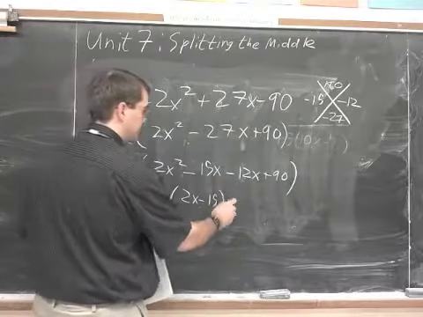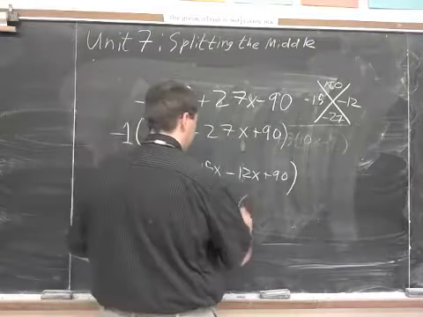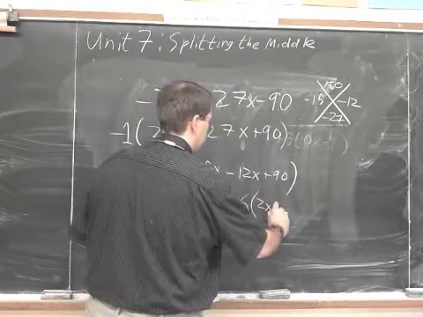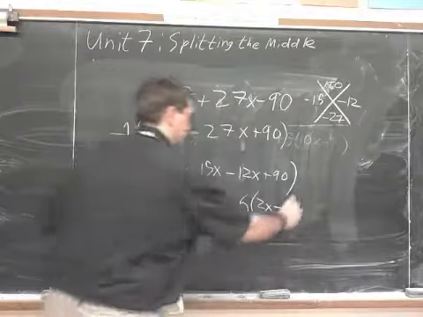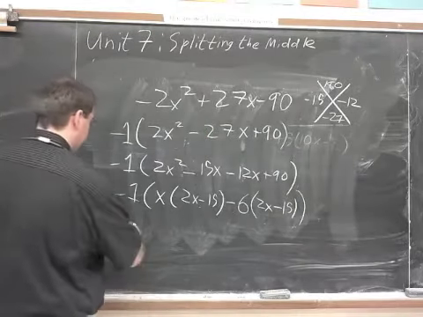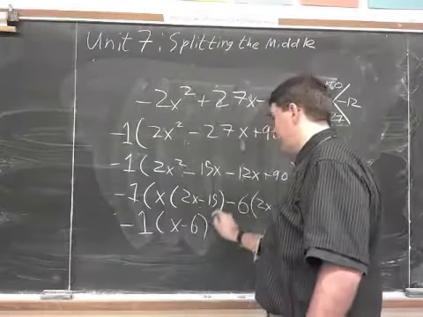That negative sign means I'm going to take a negative sign out. And looks like negative 6 will work because that gives me 2x minus 15. Put the negative 1 out in front. And so that finally gives me negative 1 times x minus 6 times 2x minus 15.